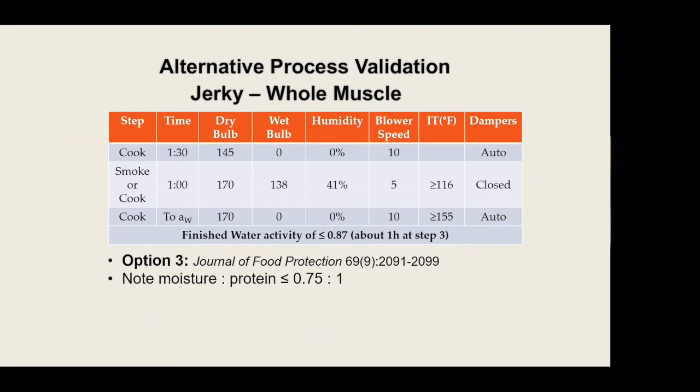Another additional option from the same paper for a supportable processing schedule, and product will need to have a finished water activity of 0.87 or less. Again, pause the screen to review to identify if this processing schedule will work for your facility.